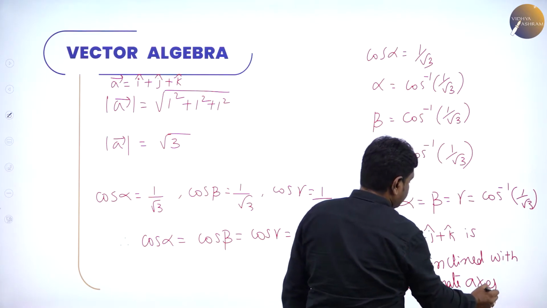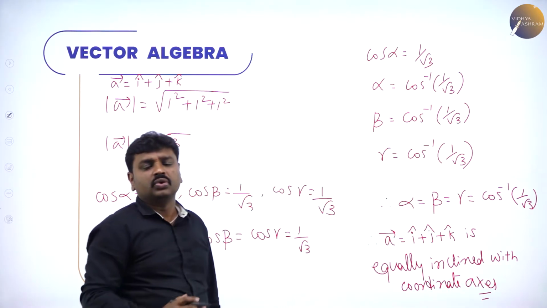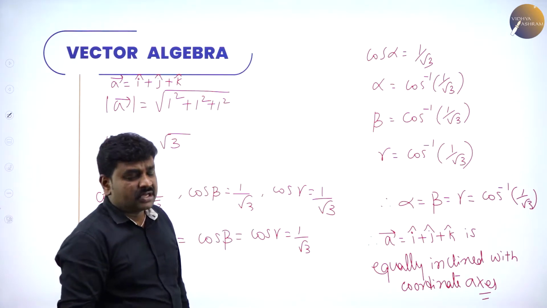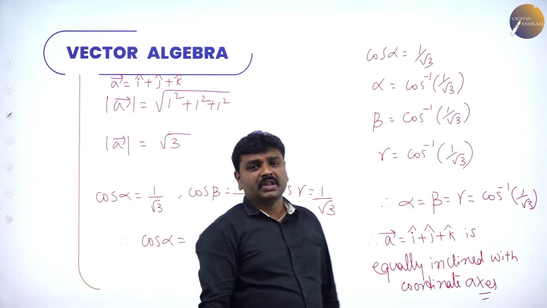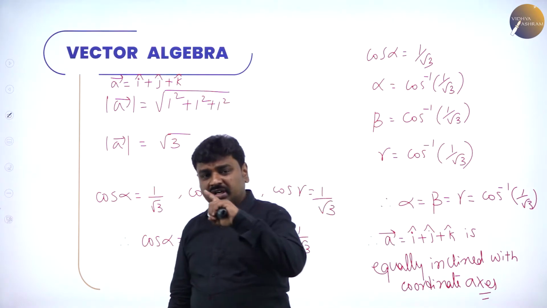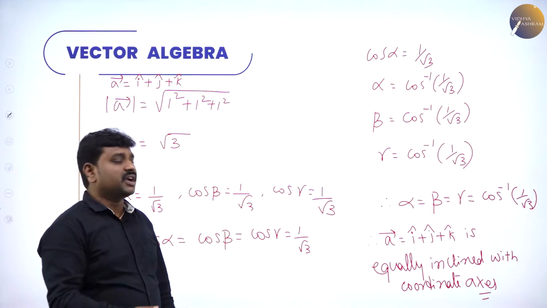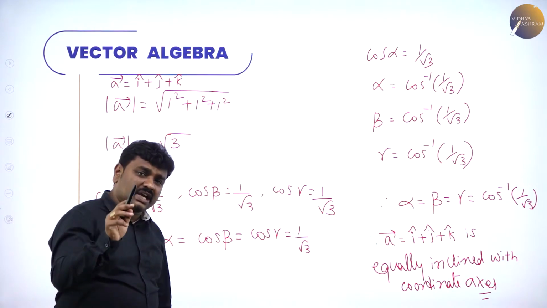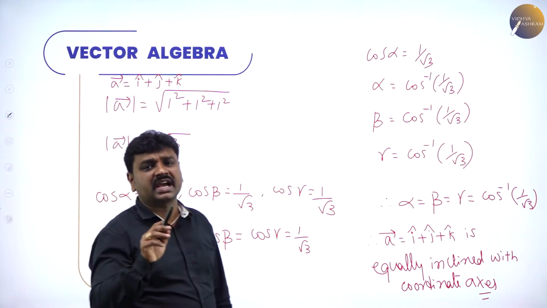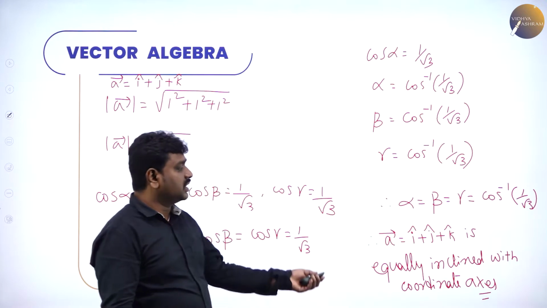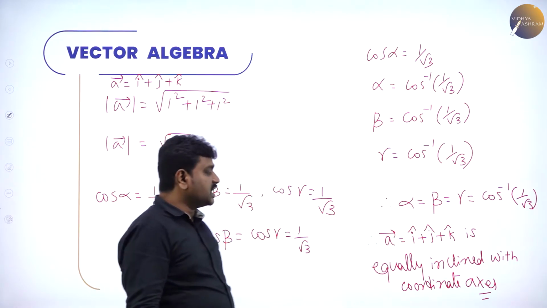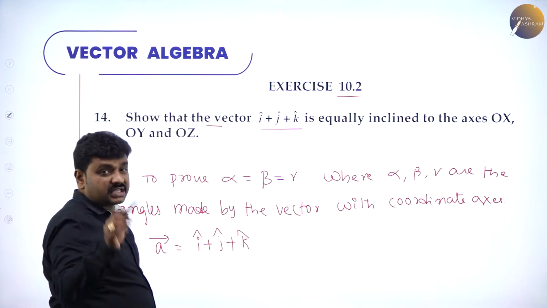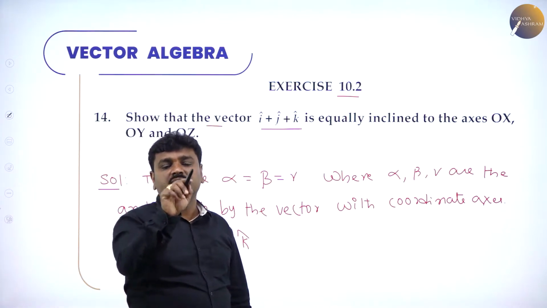So this is the proof. I hope all of you got it. How to prove the vectors are equally inclined? Just find cos alpha, cos beta, cos gamma. Once you find them, if alpha, beta, gamma all are equal, then we say it makes the same angle. Alpha is the angle made by the vector with x-axis. Beta is the angle made by the vector with y-axis. Gamma is the angle made by the vector with z-axis. All the angles are the same. Therefore, it is equally inclined. So they wanted us to prove equally inclined. We proved it. It is equally inclined with an angle cos inverse 1 by root 3 each.